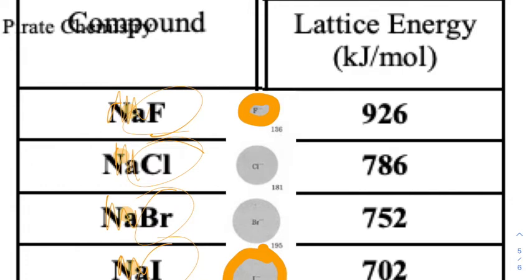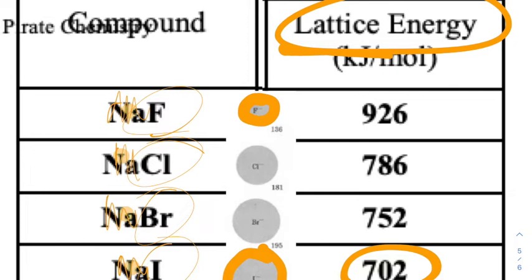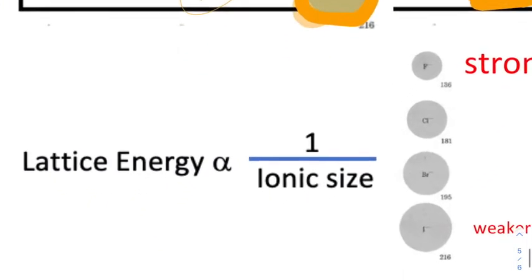It's a smaller ion. What happened to the lattice energy as the ions got bigger? Well, the bigger ion has a smaller lattice energy. The smaller ion up here has a bigger lattice energy. The smallest ion, fluoride here, has the biggest lattice energy. The biggest ion down here, iodine, has the smallest lattice energy. So that is an inverse relationship.